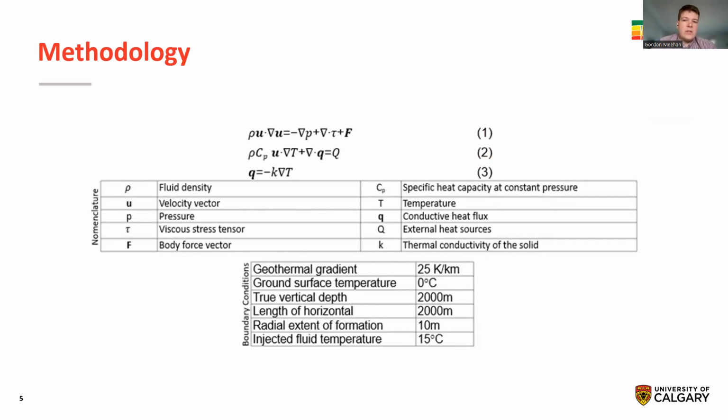Here are the previously mentioned conservation of momentum and heat equations, as well as the conductive heat flux equation for the heat transfer within the formation. The terms and symbols are described as well. And lastly, I've listed out the boundary conditions. The geothermal gradient is the average for the Calgary area. Some simulations were run using an additional 2,000 meter long horizontal, while others were just 2,000 meters vertical. And then lastly, the fluid that I modeled was water.